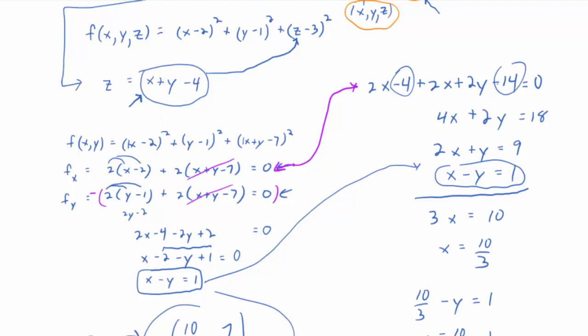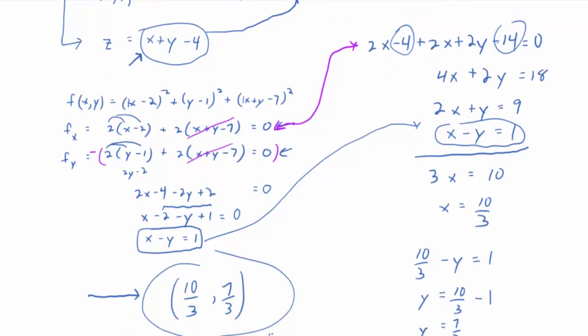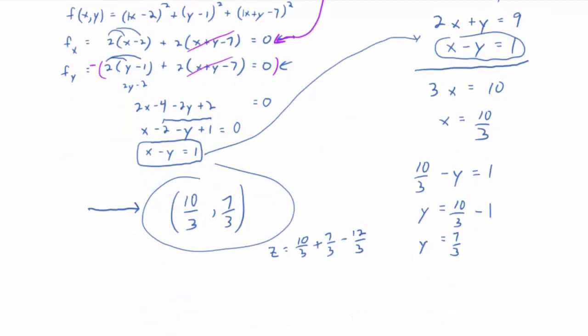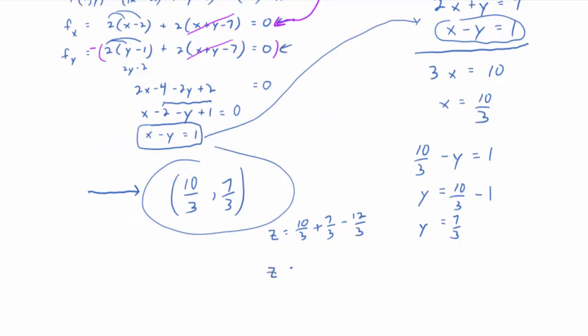So x plus y minus 4 will get me that z coordinate. So what's that? 10/3 plus 7/3 minus 4 is 12/3. So what does that give us? So 17/3 minus 12/3, 5/3. So I guess my claim is 10/3, 7/3, 5/3 is going to be the point on the plane that's closest to the given point. Does that make sense? Does that argument make sense?